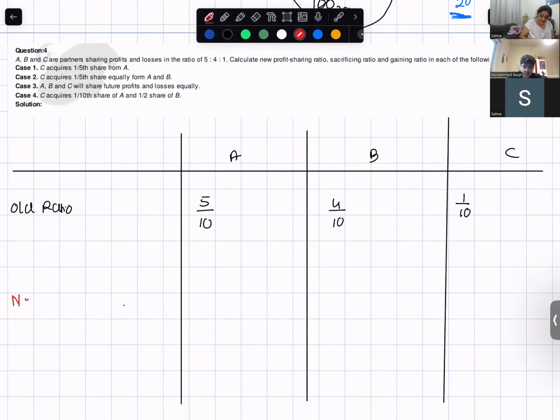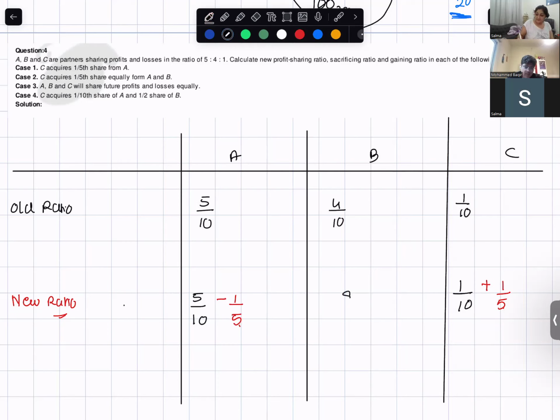So when I calculate the new ratio, what is C's share? C has acquired 1/5 share from A. So C already had 1 by 10 and he has acquired 1/5 from A. And for A, he was having 5 by 10. And how much has he given to C? Minus 1/5. He has given 1/5.